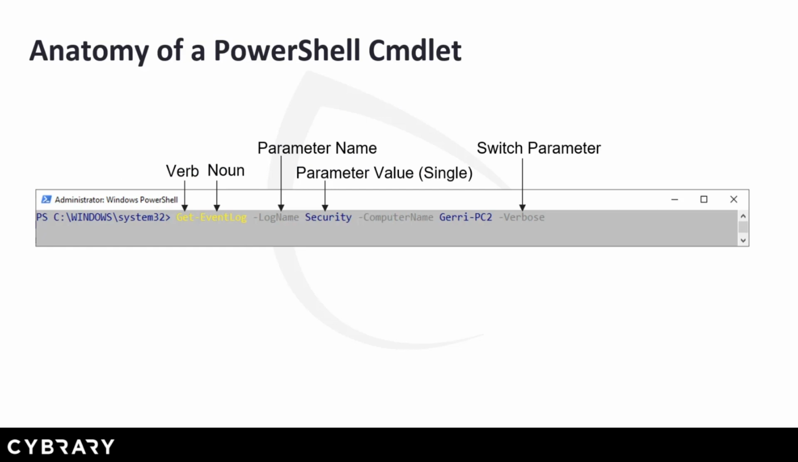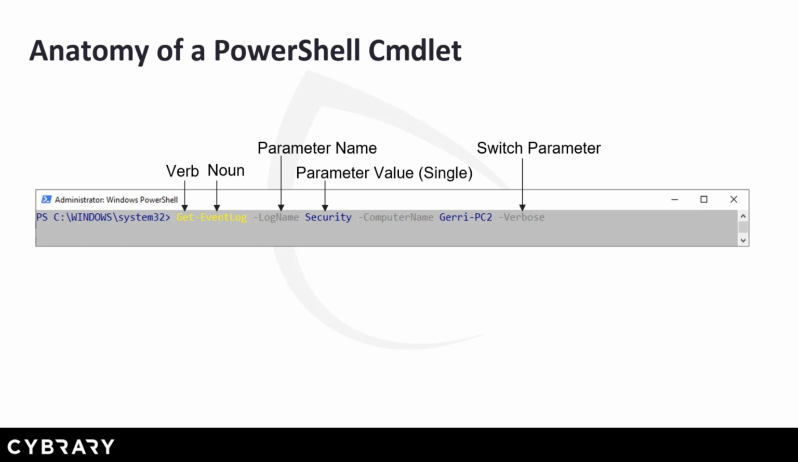So in PowerShell, there's usually a structure to the command or the cmdlet. Here we have an example of a command that's trying to get an event log and specifically looking for the one called Security on the computer Jerry-PC2. And at the end, we're telling it that we want a lot of information. Verbose means that you're going to add a lot of extra information.